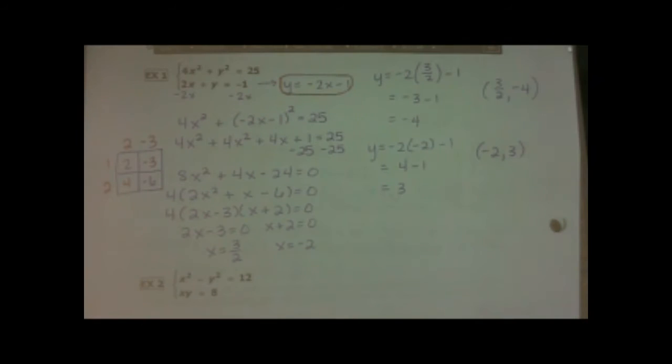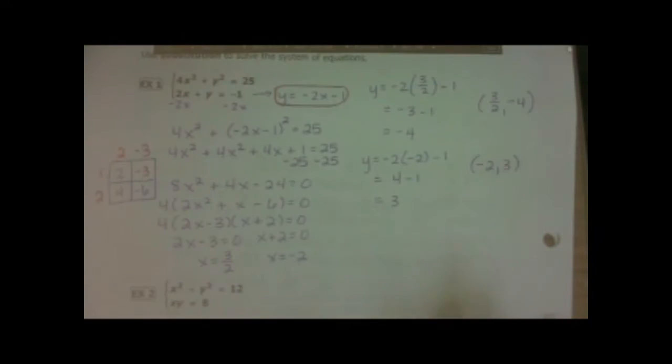And if we go back to our graph, right here, those were the 2 points that we already identified. So we did this algebraically as well as graphically. All right, so let's go to our next one. And this looks a little bit different. And I'm going to go ahead and we'll graph these and we'll see what we've got.